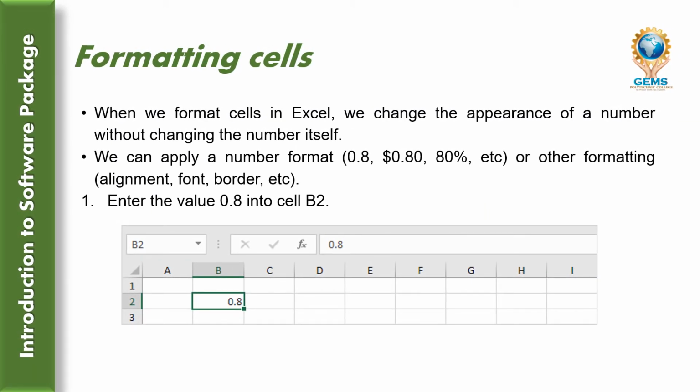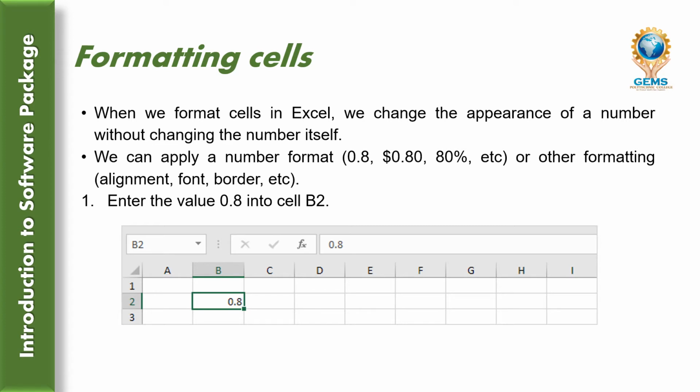So formatting cells. When we format cells in Excel, we change the appearance of a number without changing the number itself. We can change the appearance without changing the content, the number. So we can apply a number format, or other formatting, maybe alignment, border, font, etc. Example here: enter the value 0.8 into cell B2.